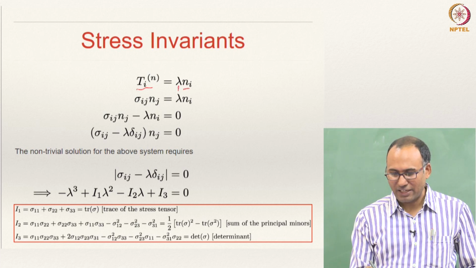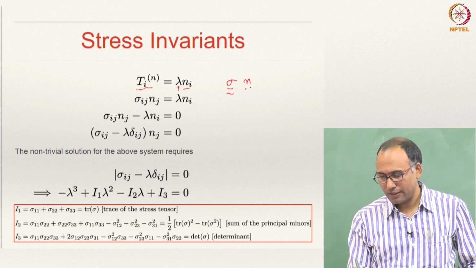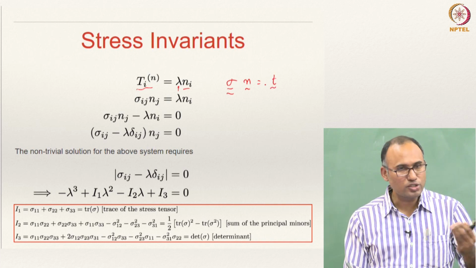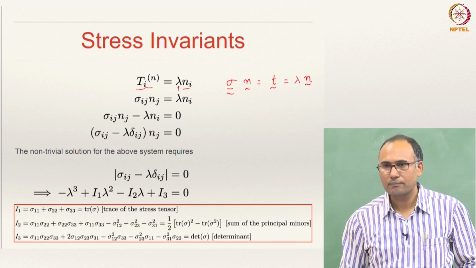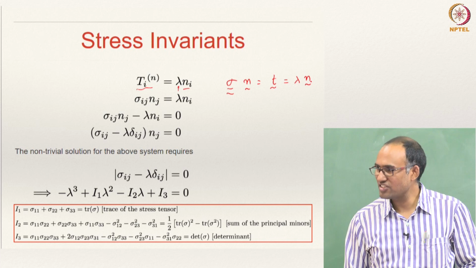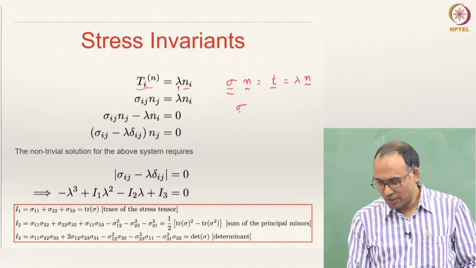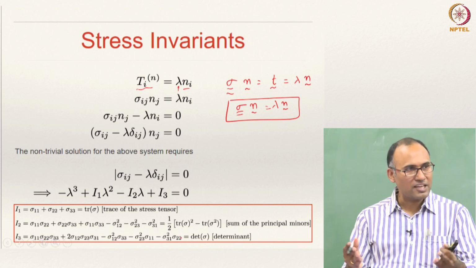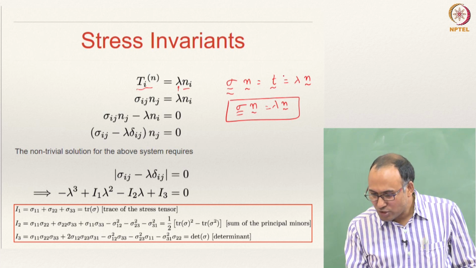So I can write, lambda is a scalar. Sigma times n is normally t, but the magnitude can be different while the direction is the same. Then I can write lambda times n. Are you familiar with this form somewhere? Have you ever seen this kind of a form? It's an eigenvalue problem.